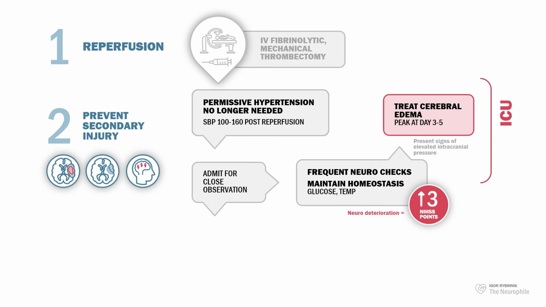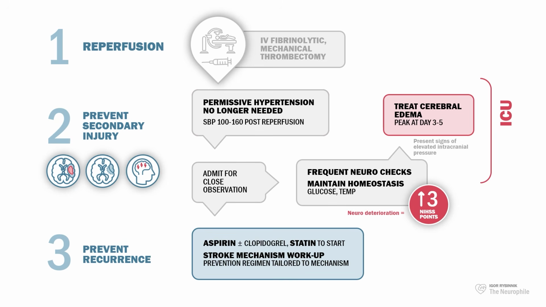Neurological deterioration is defined as at least a 3-point increase in the NIH stroke scale score. Injured neurons hate fever and hypo or hyperglycemia, so address these when present. Cerebral edema usually peaks between days 3 and 5 after stroke onset. It will be marked by signs and symptoms of elevated intracranial pressure and worsening mass effect and midline shift on follow-up imaging.